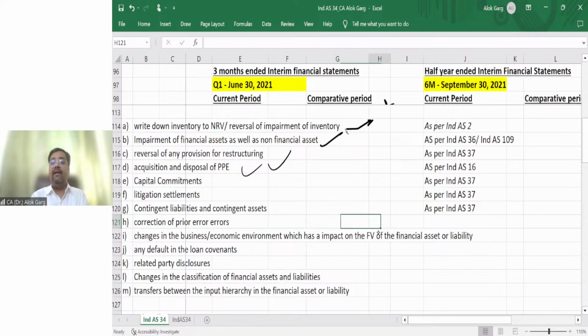Correction of prior period error. If there is a prior period error, then of course correction needs to be made, and all the disclosure of prior period errors are required as per Ind AS 1 and Ind AS 8.